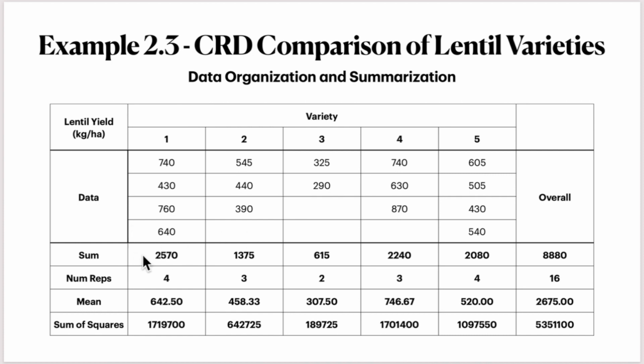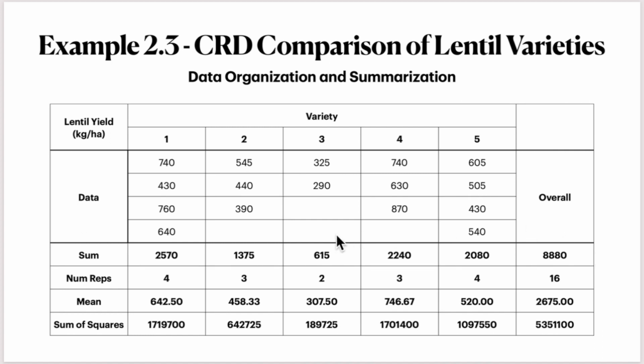So again, what we do is we organize the data in this fashion. Each column corresponds to a sample. For each of the samples, we calculate these 4 summary statistics: the sum of the values in the sample, the number of observations in the sample, or the number of times that that particular treatment is replicated, the mean of the sample, and then the uncorrected sum of squares of the values in that sample. Once we have those summary statistics for the individual samples, it's very easy then to calculate the overall summary statistics as we've done here.